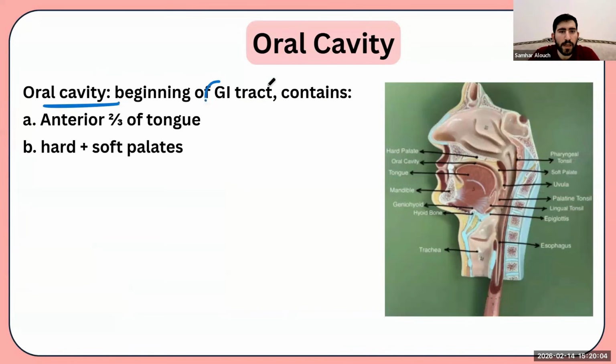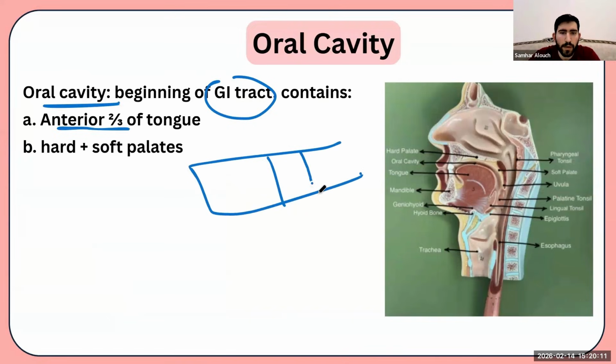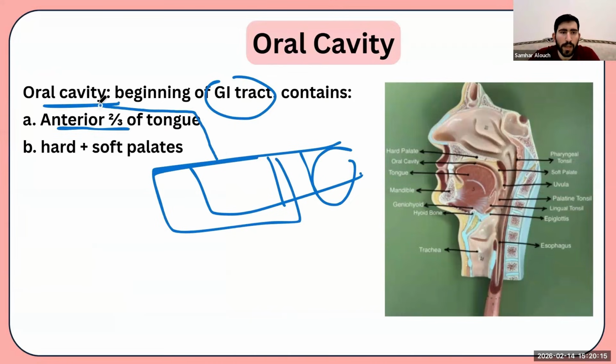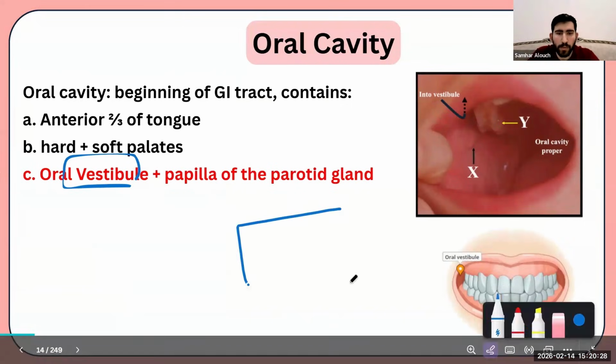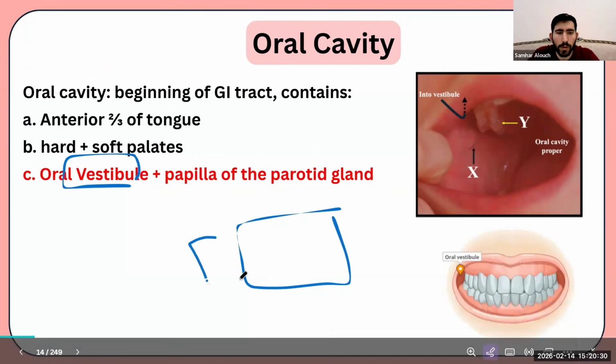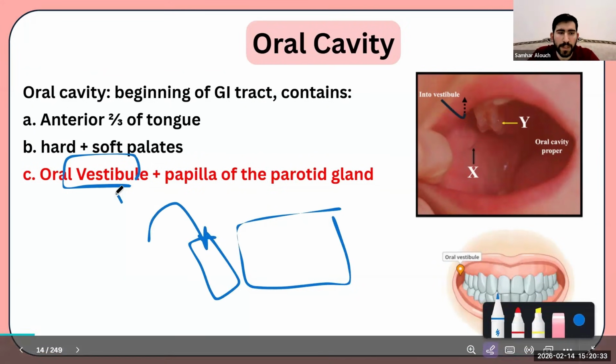So the oral cavity is the beginning of the GI tract. It contains the anterior 2/3 of the tongue. The tongue is made of 3 parts: anterior 2/3, posterior 1/3, and the base. And the anterior 2/3 is in the oral cavity. It also has the hard and soft palates, and it has something called the oral vestibule. Vestibule means a small entrance to a place. Let's assume we have a big door and a small door. The small door is the vestibule. So we have the oral vestibule.